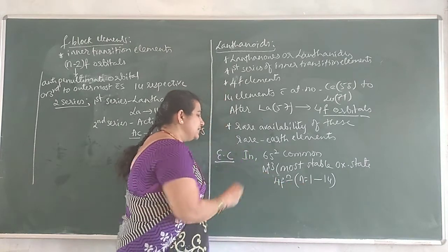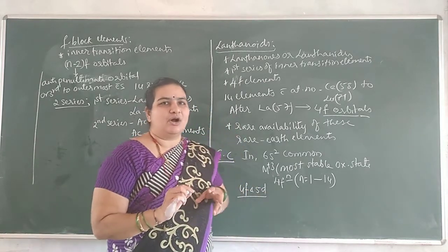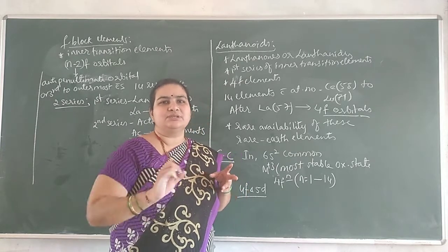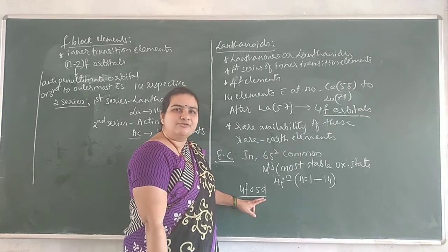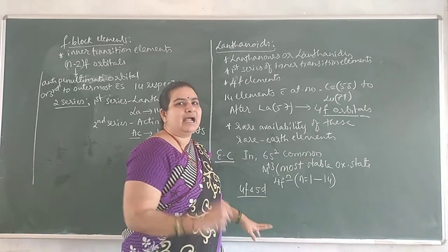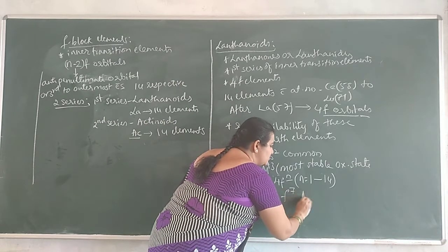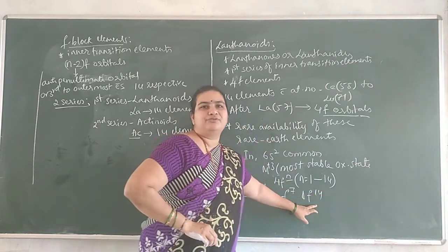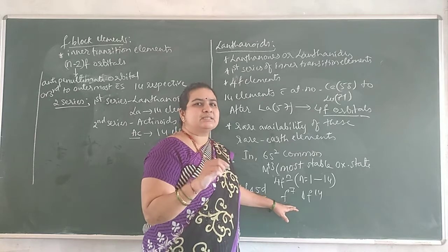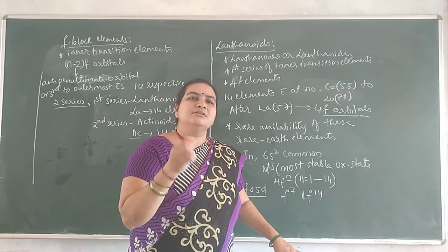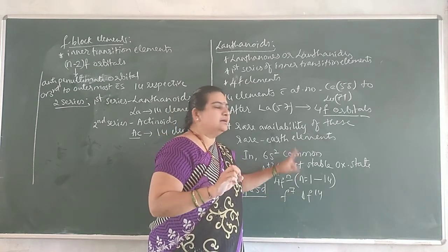Here the 4F and 5D orbital energies are similar or very close, so it is difficult to decide whether the electron will enter the 4F orbital or the 5D orbital. Because of that, and with the extra stability of 4F7 and F14, that is half filled and fully filled F orbitals, some electronic configurations will be unusual, that is, anomalous compared to the regular configuration.